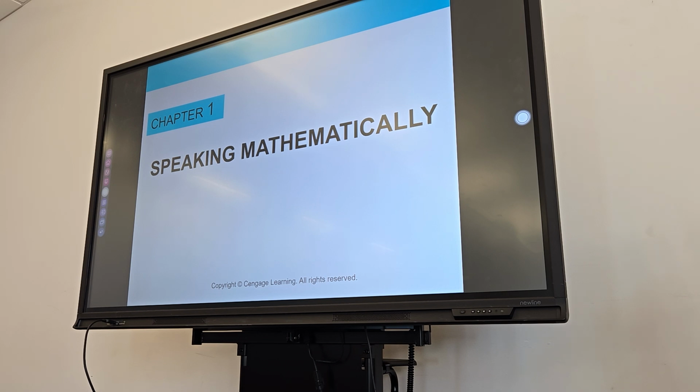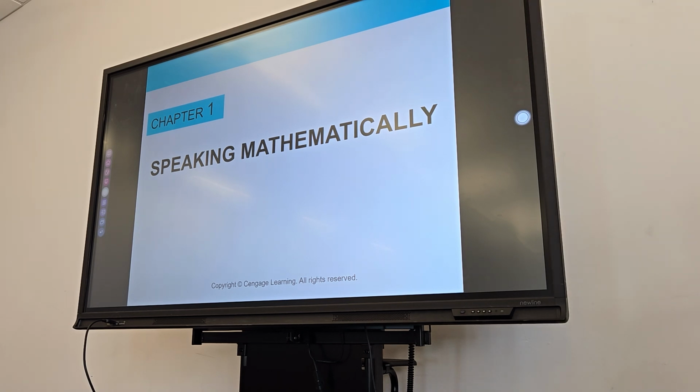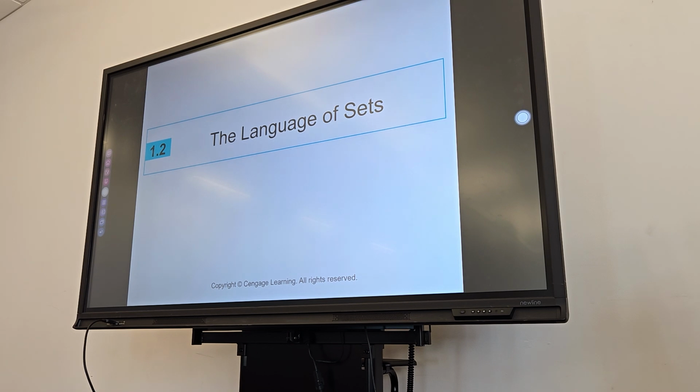Okay, we are going to continue our discussion about speaking mathematically, getting the terms and the symbols that we're going to be using throughout the rest of the semester formalized and defined and understood, hopefully. Okay, so today, section 2, we are going to be talking about the language of sets.